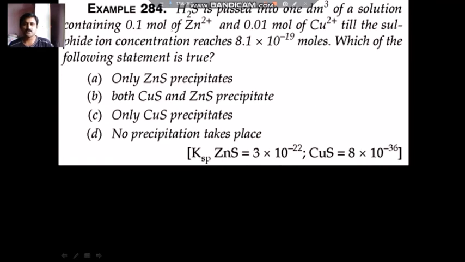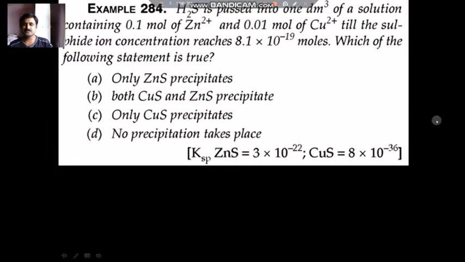Let us examine the next one. H2S is passed into 1 decimeter cube of solution containing 0.1 molar zinc ion and 0.01 molar copper ion, till the sulfide ion concentration reaches 8.1 into 10 to the power of minus 19 moles. Which of the following statements is correct? Only zinc sulfide precipitates, copper sulfide and zinc sulfide both get precipitated, only copper sulfide precipitates, or no precipitation takes place.